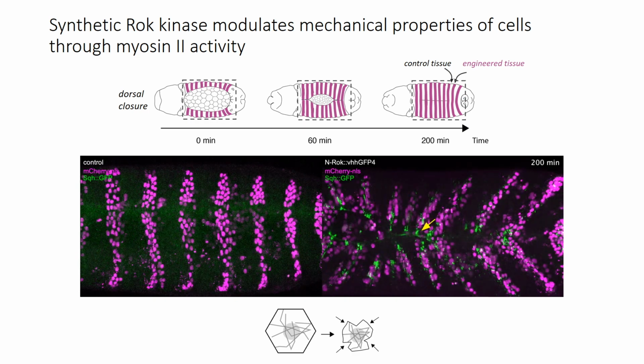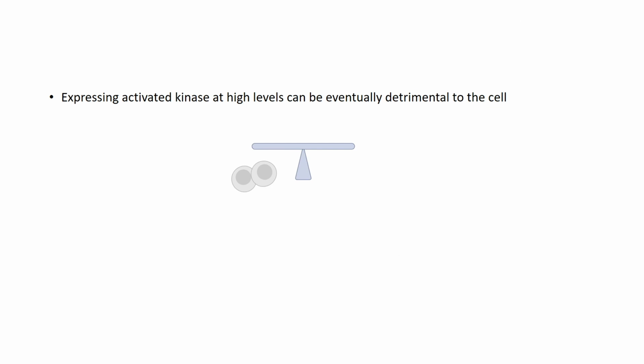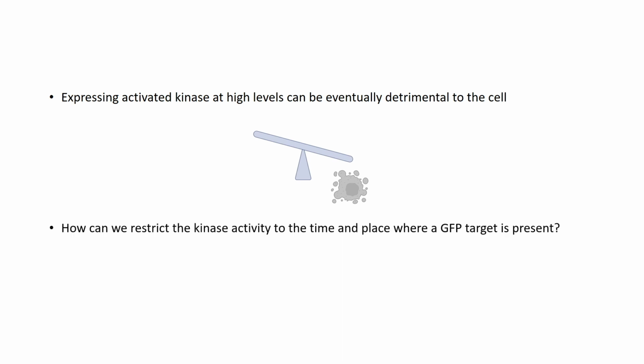Despite the encouraging results with our engineered Rok kinase, we were aware that expressing activated kinase at high levels can be eventually detrimental to the cell, and that selectivity of the engineered kinase toward the GFP fusion target is unlikely to be absolute. Therefore, to minimize any possible toxicity, we tried to restrict the kinase activity to the time and place where a GFP target is present, and used for this a destabilized variant of GFP nanobody.